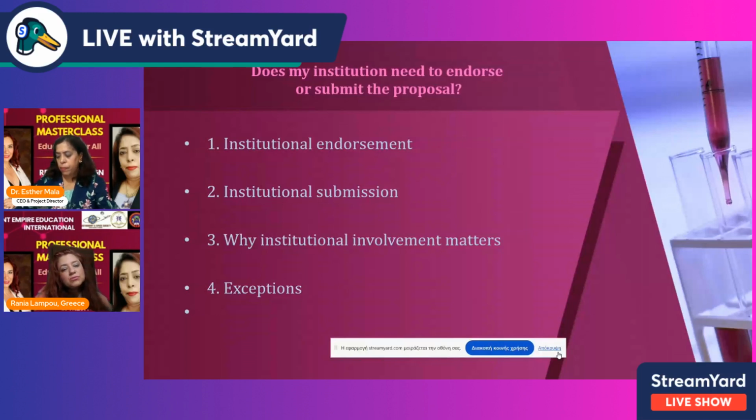And of course, institutional involvement matters because it confirms the legal responsibility for fund management, reporting, and compliance. It provides institutional backing, such as lab space, HR support, and ethics approvals, and helps reviewers trust that the project is feasible and well supported. Of course, if we think about exceptions, some small fellowships or private foundation grants allow independent researchers to apply without formal institutional submission. Even then, having a letter of support from your host institution or mentor strengthens your proposal.